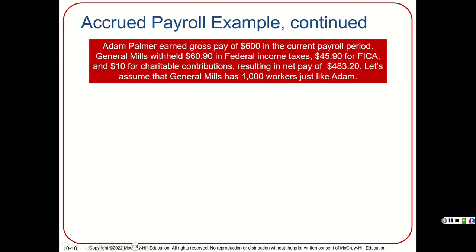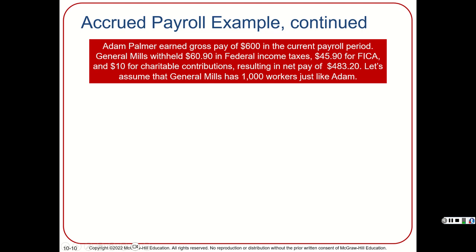So here's our first example. Adam Palmer earned gross pay of $600, which is in our example, in the current payroll period, and General Mills withheld $60.90 in federal tax, $45.90 for FICA, and $10 for the charitable contribution, resulting in the net pay of $483.20.